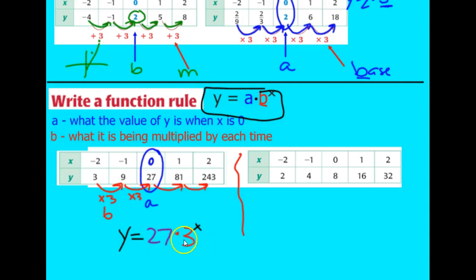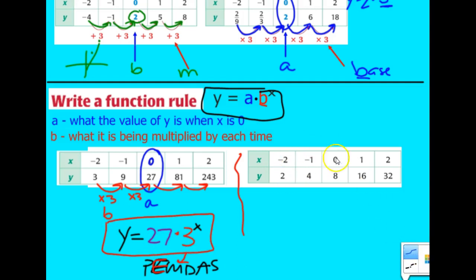You can't multiply 27 times 3 because if we were to do the order of operations, we would have to do our exponent here before we can do multiplication. So you have to leave this just like this. You cannot multiply those. So let's take a look at our next one.